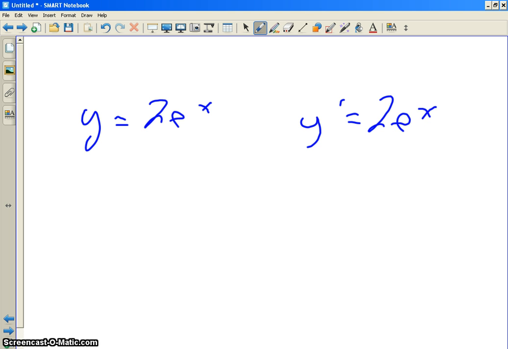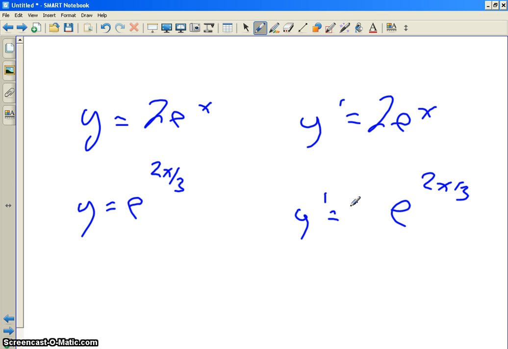What if y is e to the 2x over 3? In other words, e to the u. What's y prime? E to the u du, right? That's what you said, right? Okay. What if y is x times e squared minus e to the x? What's y prime?